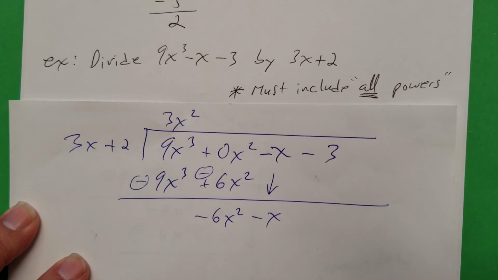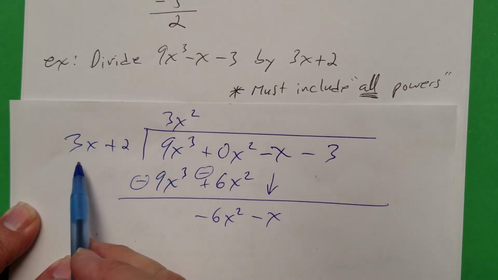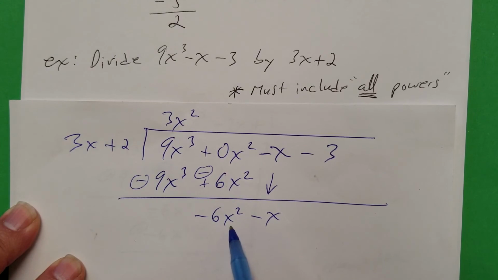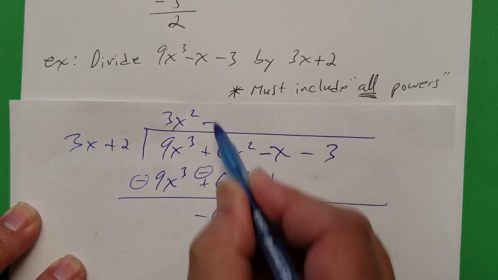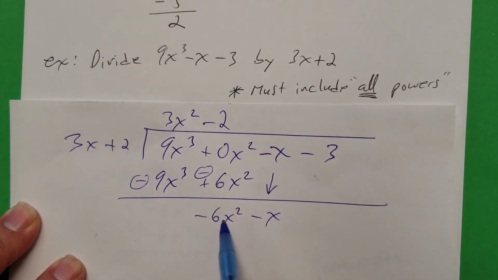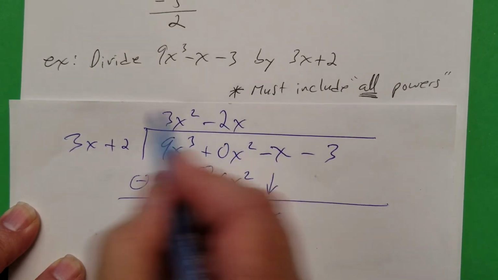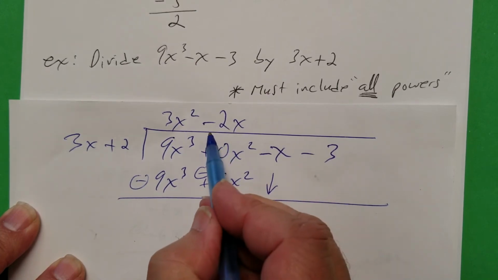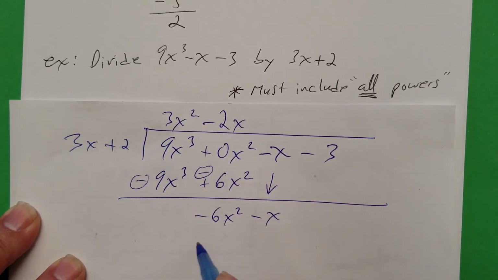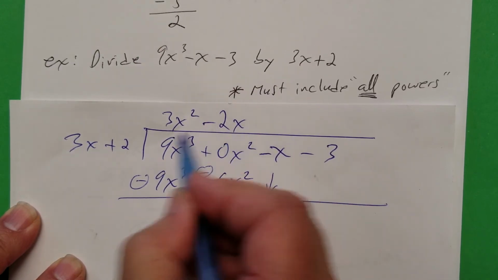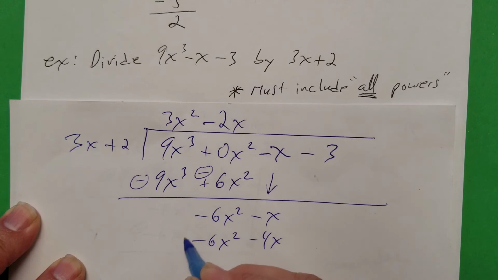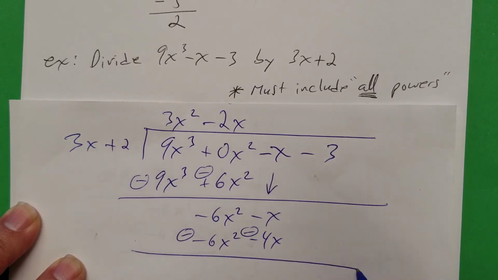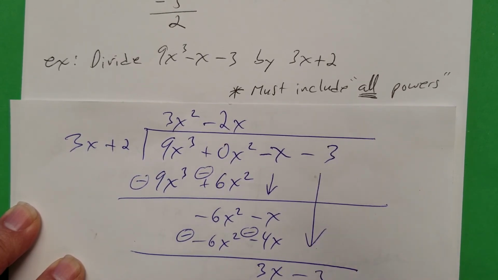Okay, I know I'm going a little fast, but I'm doing exactly the same thing I did before. So now what? Now I do 3x into negative 6x squared, which is negative. 3 into 6 is 2. x into x squared is x. Multiply, it has to come to this, right? Negative 2x times 3x is negative 6x squared. Negative 2x times 2 is negative 4x. Subtract, and that cancels, you get negative 1 plus 4, which is 3x. Bring down, and you get negative 3 here.